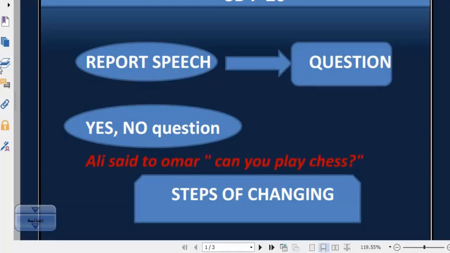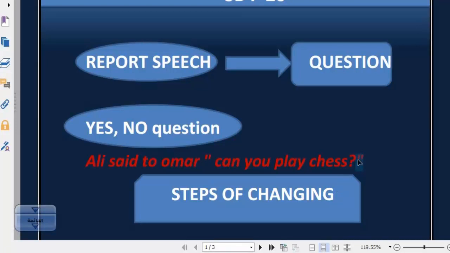First example, Ali said to Omar, "Can you play chess?" This is a direct question. How do we know that it's a direct question? As we know before, by the quotation mark. So this is a direct question.